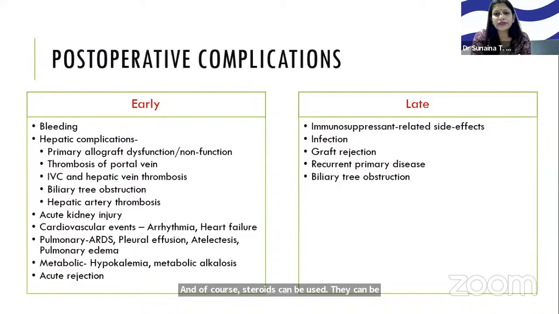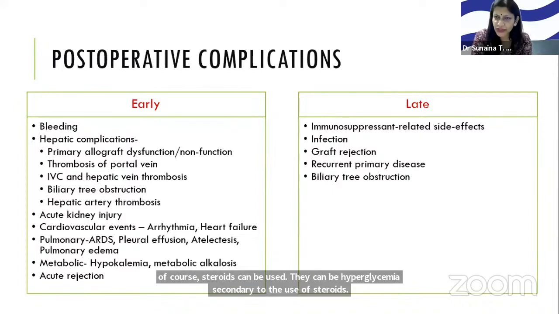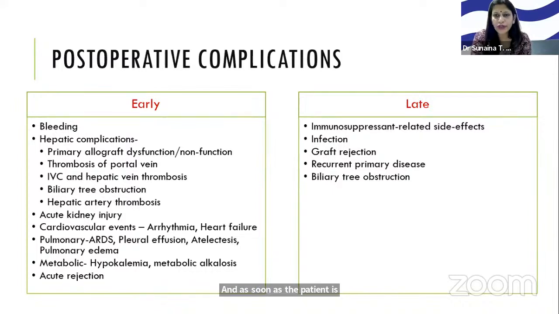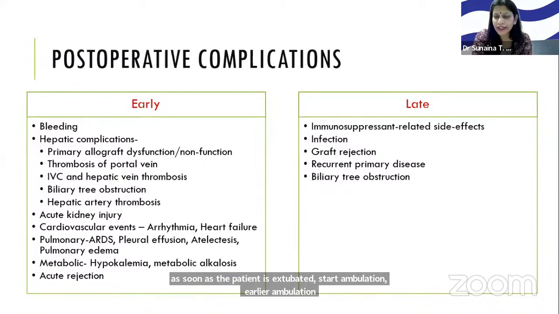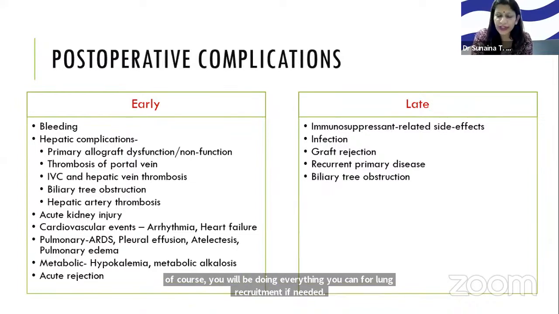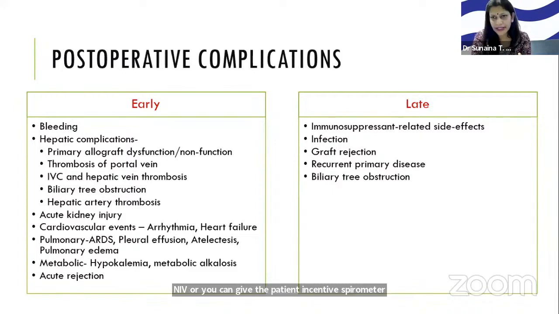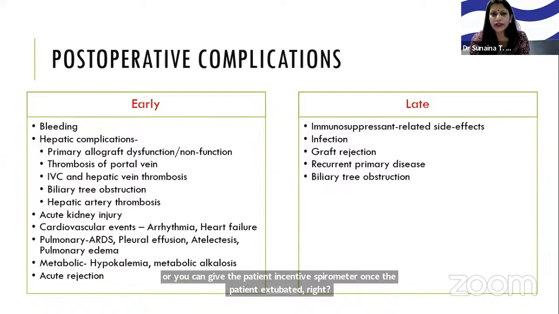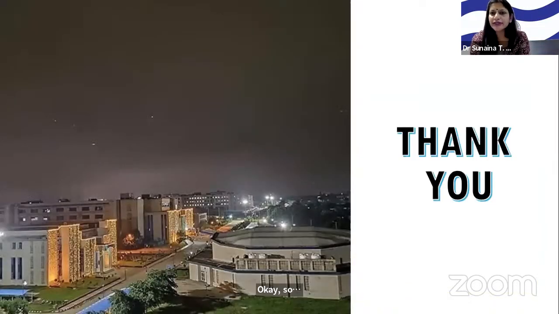As soon as the patient is extubated, start early ambulation and give supportive therapy. Daily LFTs and RFTs are done. Doppler is done twice a day to look at the flow till the patient stabilizes. And of course, you will do everything you can for lung recruitment if needed. NIV, or you can give the patient an incentive spirometer once the patient is extubated, right? So I think that covers the basics.